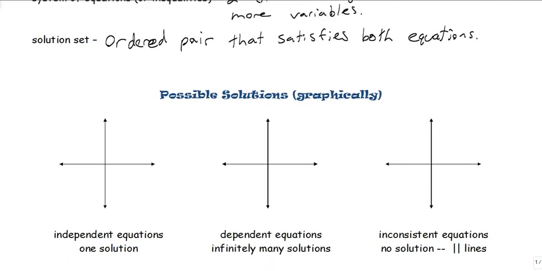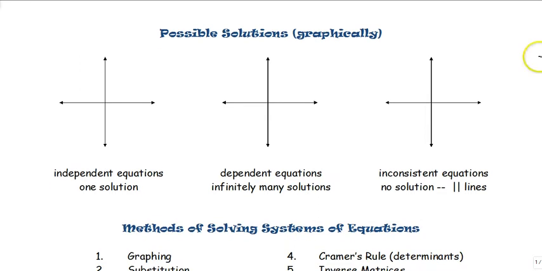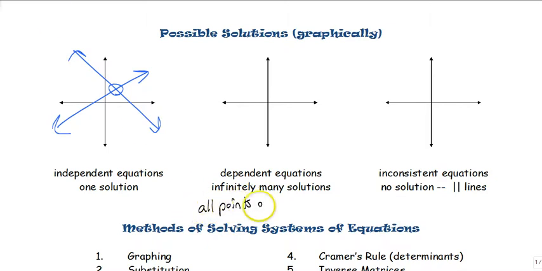So let's look graphically at what this means. Independent equations, one solution. That just means that you have two lines. Let's say we have this line going this way and this line going that way. Here is our solution. There is one solution, an intersection point. Dependent equations mean there are infinitely many solutions. What we say is that all points on the line are the solution, because it's basically the same line.